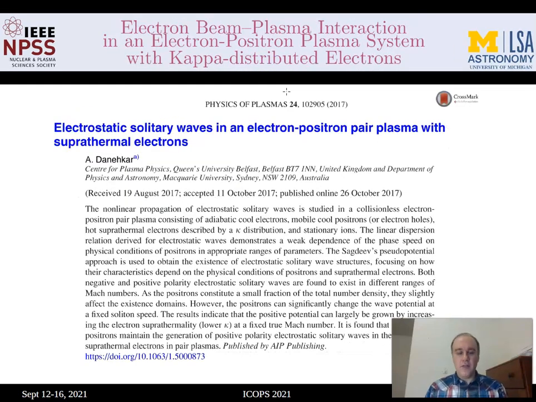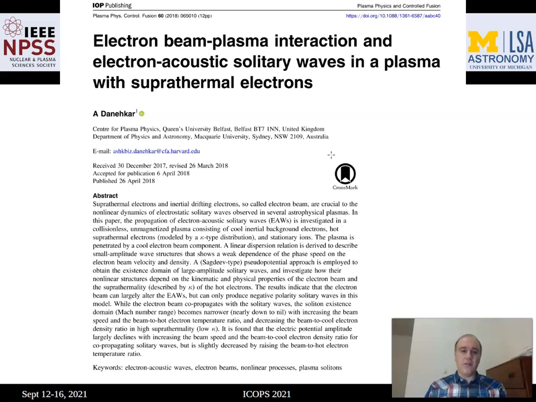Previously, I studied electrostatic solitary waves in a plasma which consisted of cool electrons and cool positrons, and I found the existence domain of solitons in this plasma. I also studied a two-fluid model which contained electron beams and inertial electrons, and I found how electron acoustic solitary waves are produced in this plasma.